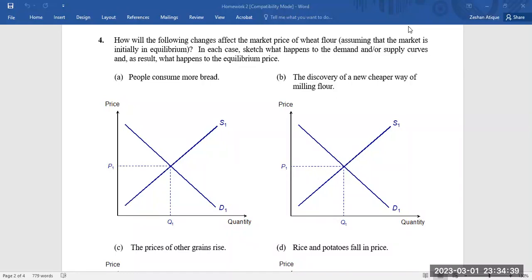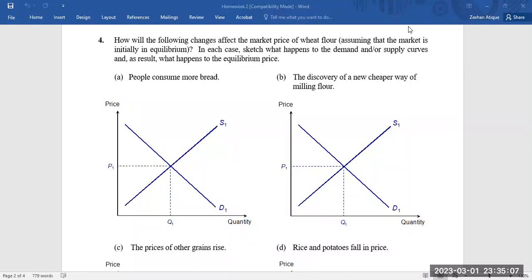Now look at this question again. How will the following changes affect the market price of wheat flour, assuming that the market is initially in equilibrium? In each case, sketch what happens to the demand and/or supply curves, and the result on the equilibrium price. So we are talking about a market for wheat flour, and in these diagrams, you have to sketch new curves that show the change mentioned in parts A, B, C, and D.